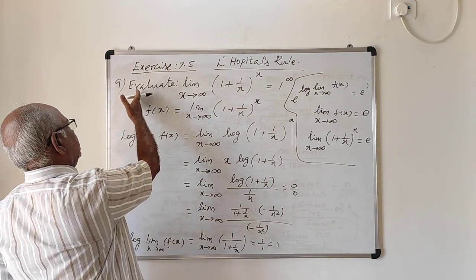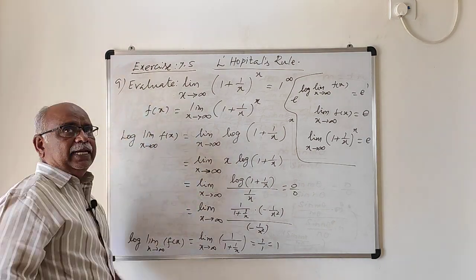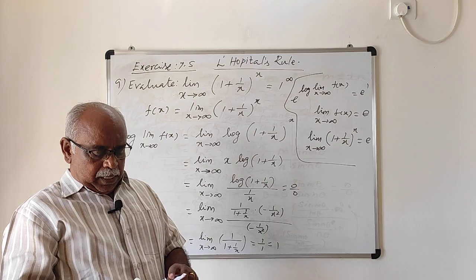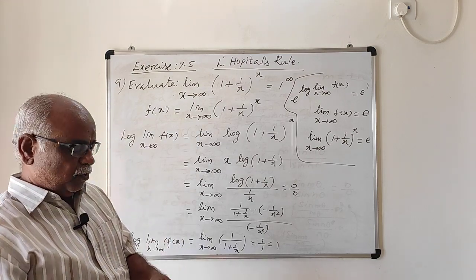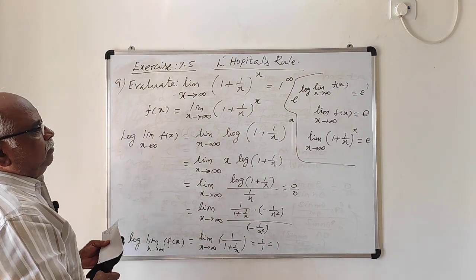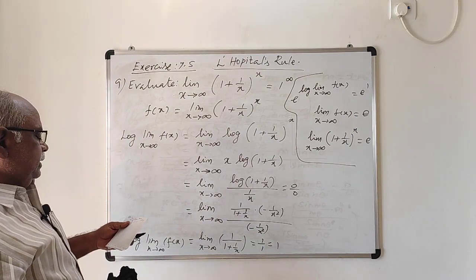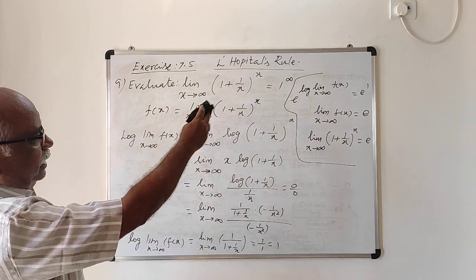Okay, this is exercise problem 9. Next, one more problem in the exercise, the 10th problem, we will see. We will solve problem number 10 in the exercise, limit x tends to pi by 2.